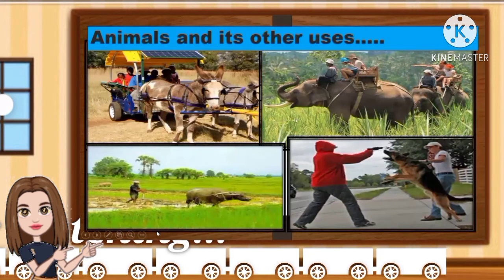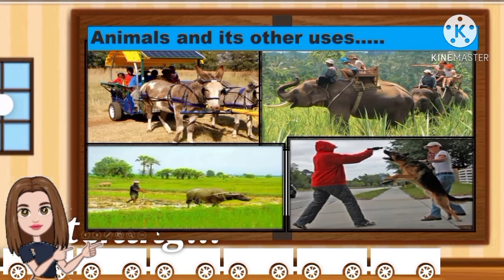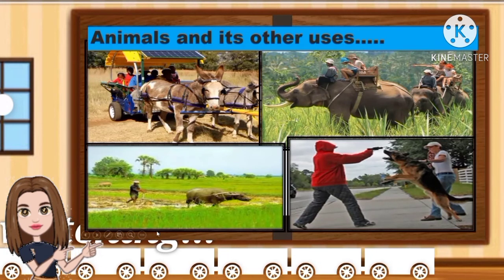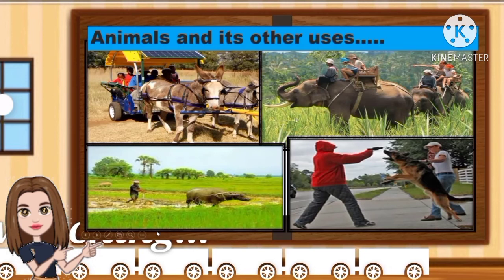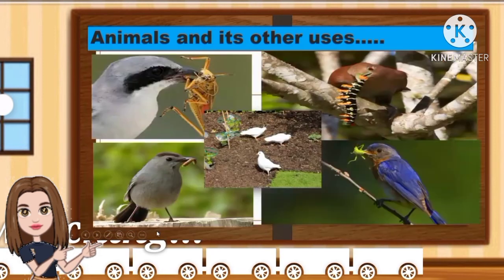Animals and their other uses. Some animals help us in our work. Horses and elephants are means of transportation. Carabaos and sheep are hard-working farm animals. Dogs guard our house from strangers.